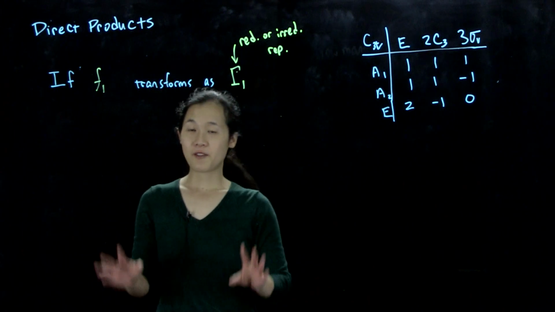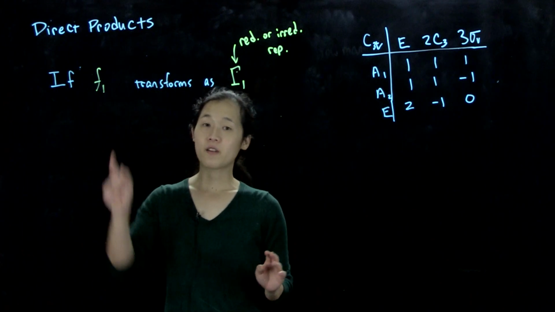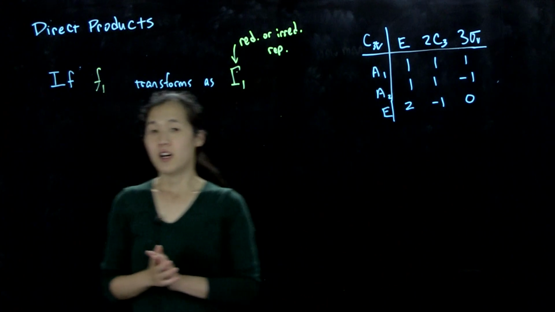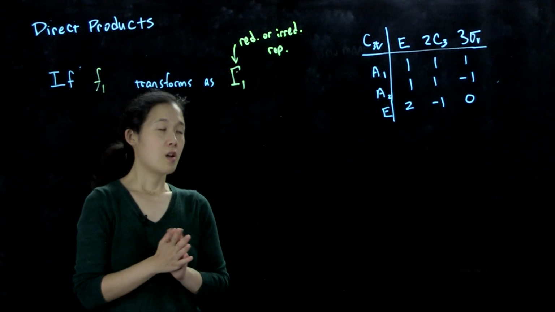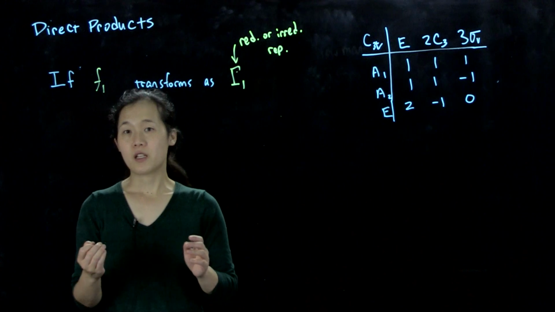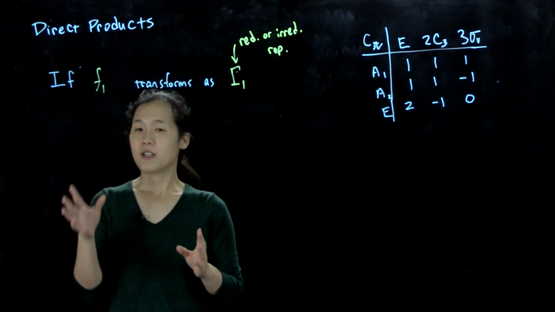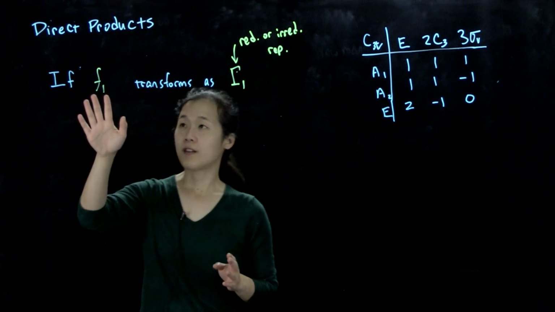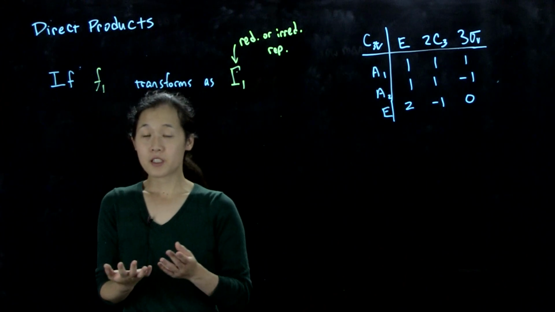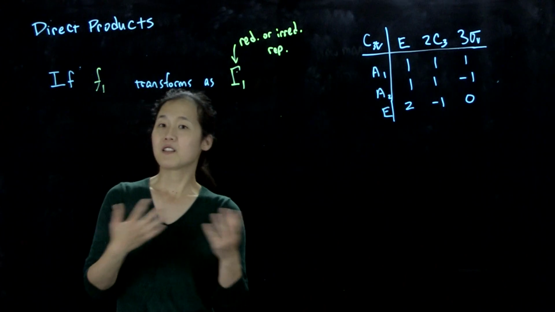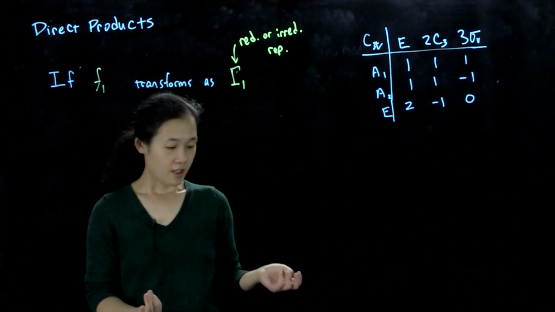Okay, we're going off on a little bit of a tangent for this video, but we're going to be talking about direct products. So a direct product refers to whether we can find the symmetry of a product of two functions. So what we're talking about here is if we have a function, f1, so this could be any function. This could be a wave function. This could be, I don't know, a linear function, a square function.